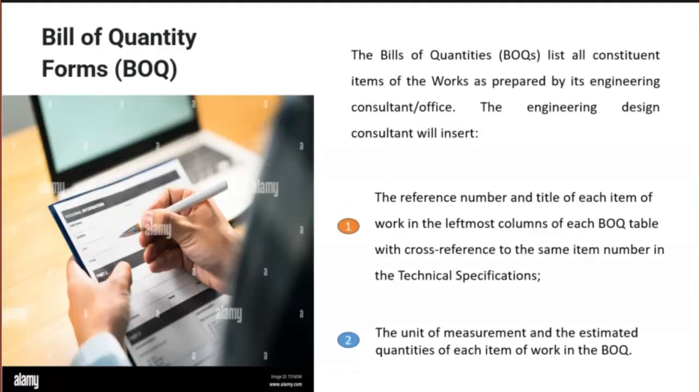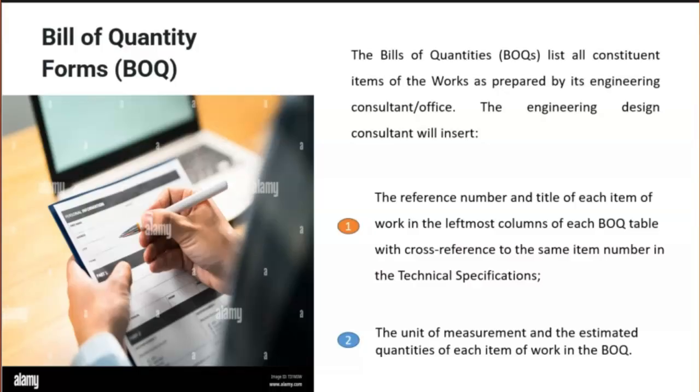Bill of quantities. The bill of quantities lists all constituent items of the works as prepared by the engineering consultant office. The engineering design consultant will insert: A. The reference number and title of each item of work in the leftmost column of each BOQ table, with cross-reference to the same item number in the technical specifications.